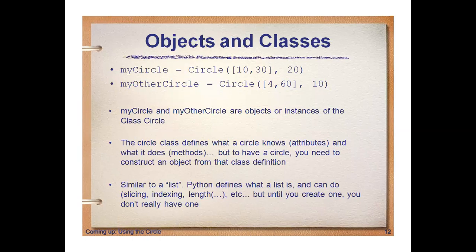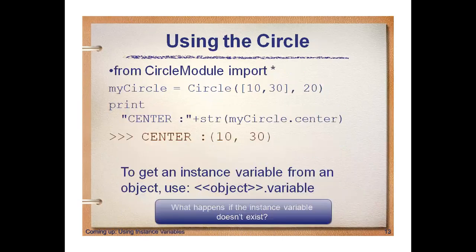The Circle class defines what a circle knows, its attributes, and what it does with all these methods. We want to move that particular circle from one place to another, so parameters are passed here. Similar to a list, Python defines what a list is and can do, by slicing, indexing, length, etc. But until you create one, you don't really have one. So let's create these classes and objects and understand their meaning.